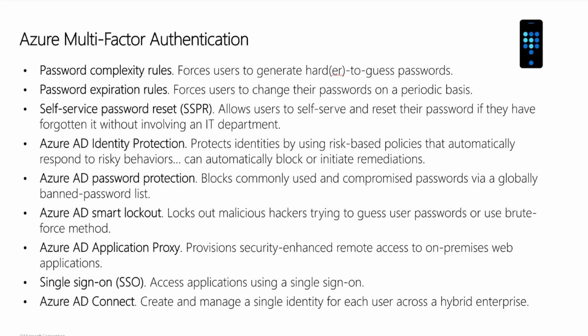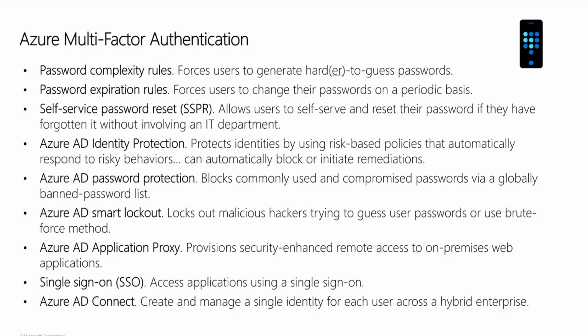Azure Multi-Factor Authentication. Protecting your cloud assets is one of the primary goals for your security group. One of the primary ways unauthorized users get access to the system is by obtaining a valid username and password combination. Azure can help mitigate this with several features of Azure Active Directory, which include password complexity rules. This will force users to generate harder-to-guess passwords. Then password expiration rules: you can force users to change their passwords on a periodic basis and avoid using previously used passwords.